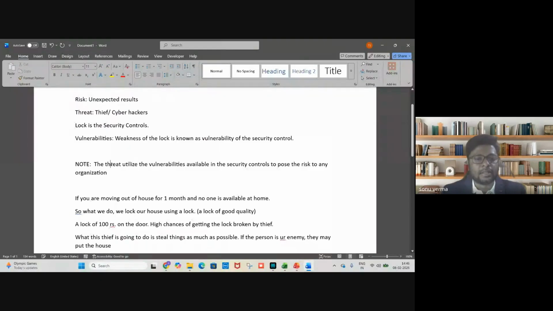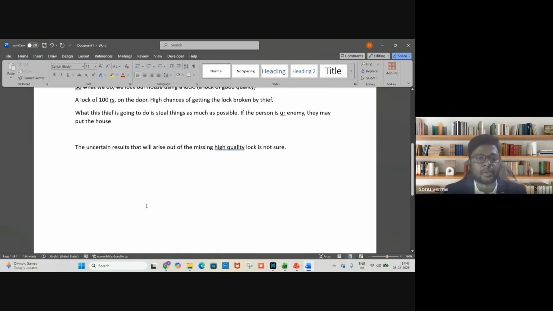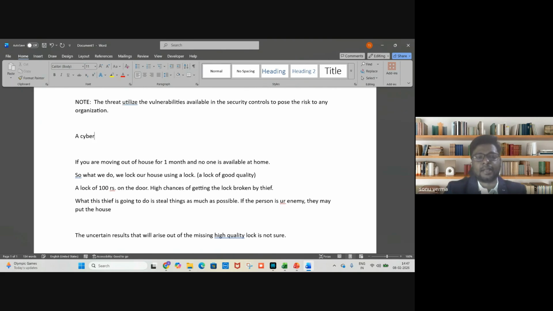So a threat, a thief, uses the vulnerability of the lock, the weakness of the lock, which is the security control, to break it and pose the risk to steal anything that the person wants to. For example, in a cyber threat, the person breaches your firewall system, gets into the network and steals the data. For example, a cyber hacker breaks the firewall and tries to steal data.